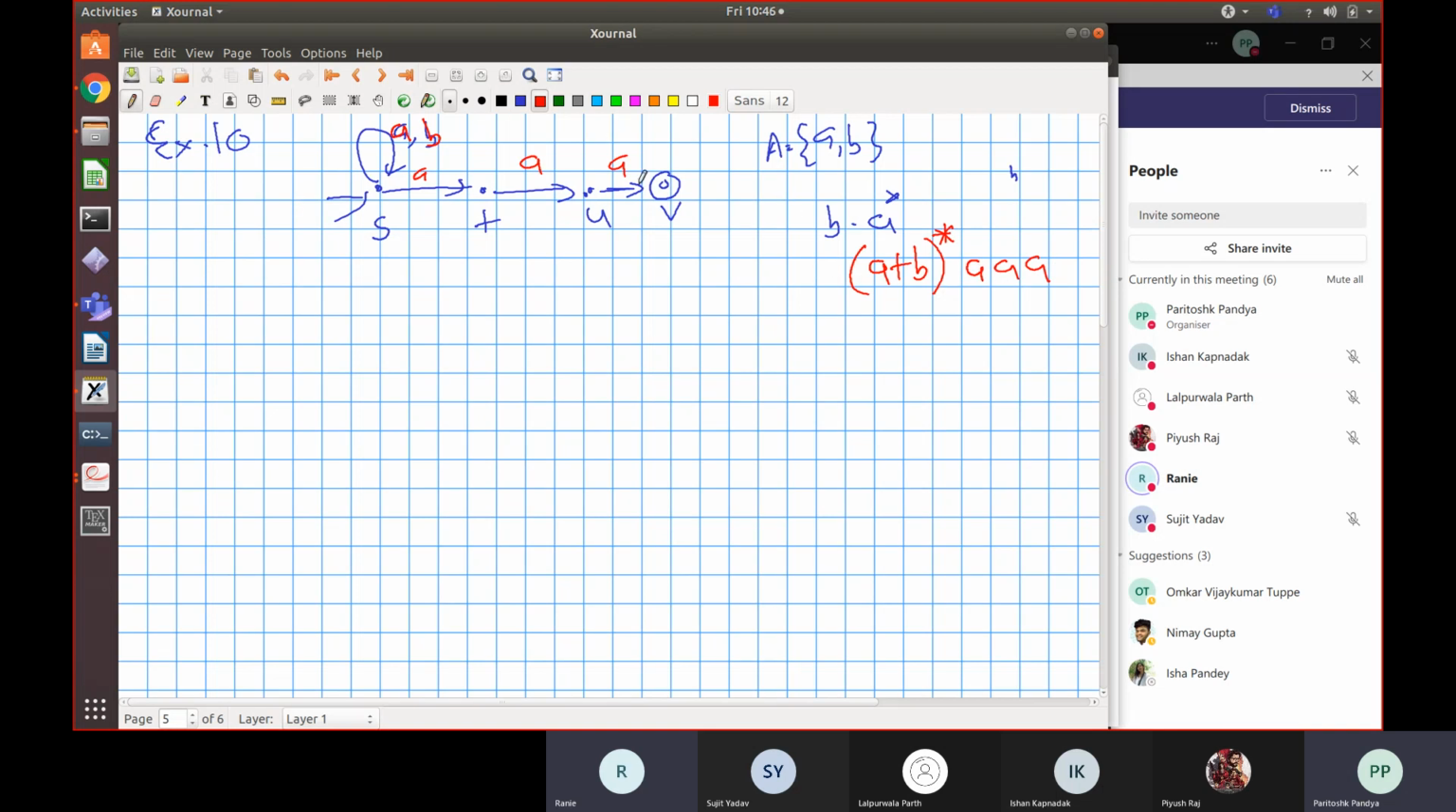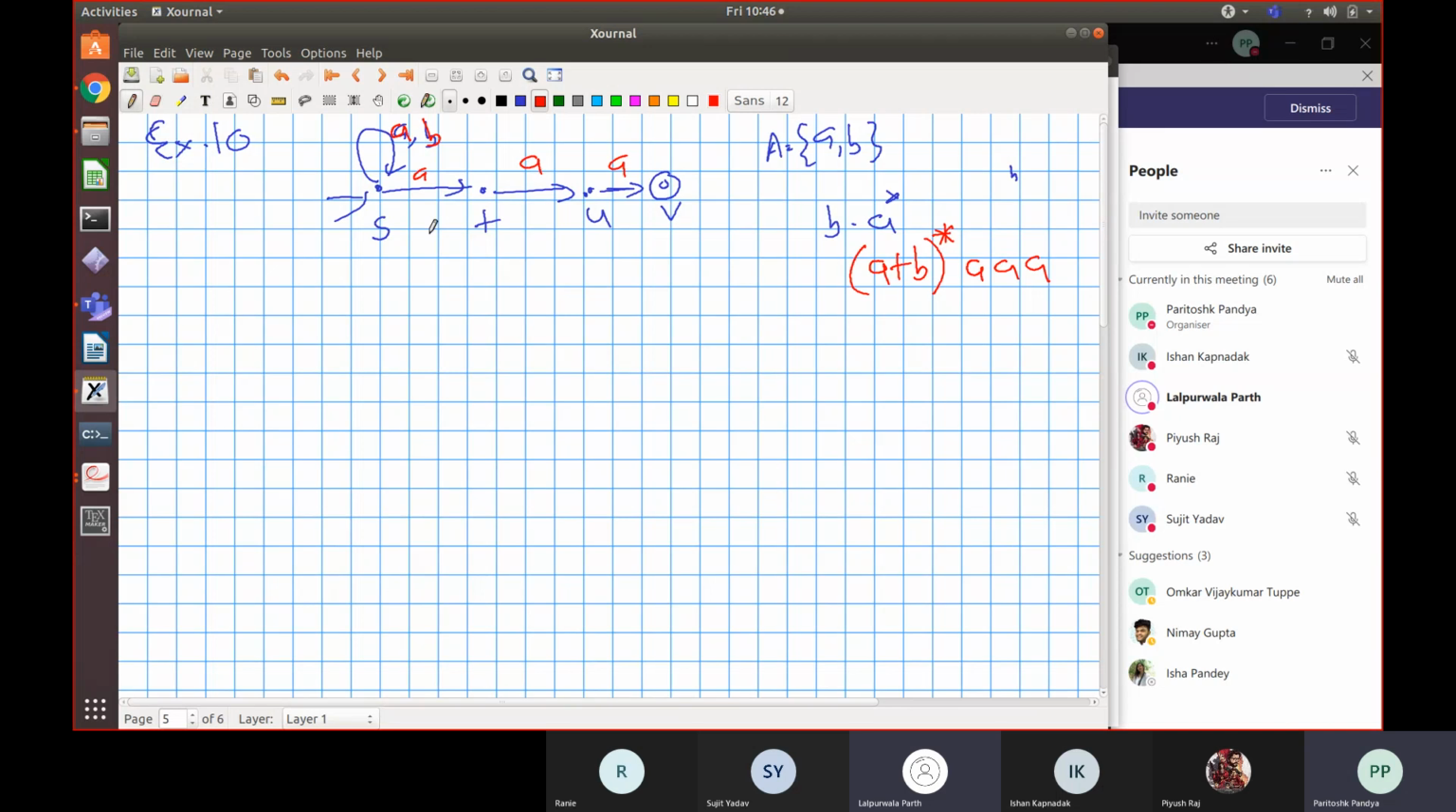So it's also important that you are able to convert automata into regular expressions. We have done algorithms to do this, but intuitively also you should be able to convert. So this is clear. This is the language. Now we have to do the subset construction on this.